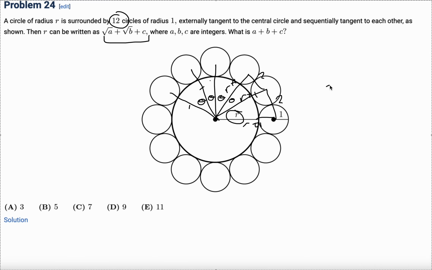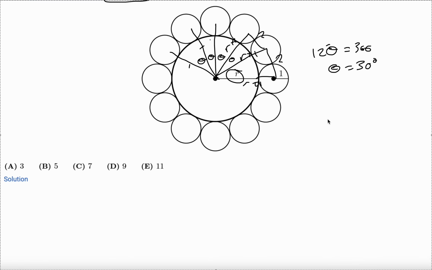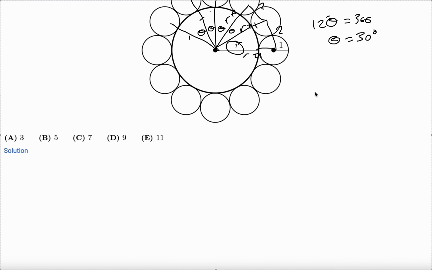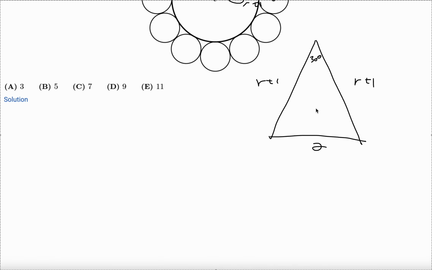Since each theta is the same, we have 12 theta equals 360, so theta equals 30 degrees. So we basically just have an isosceles triangle here, where this angle is 30 degrees, this side is r plus 1, this is r plus 1, and this is 2. We basically just want to find what r plus 1 is.